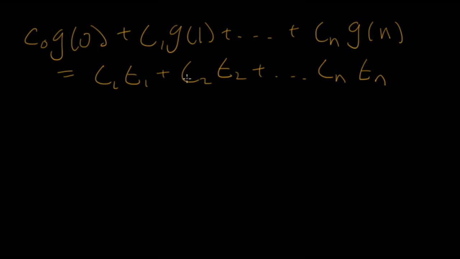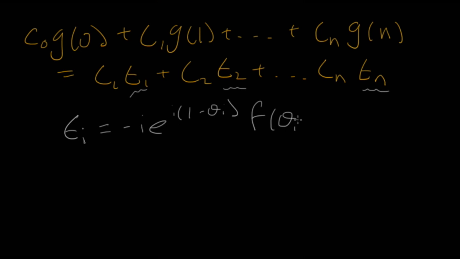So up to this point, we've been using epsilon as a placeholder just for simplicity, but now let's actually examine what epsilon is. If you remember, epsilon of i, we'll use i since we've already used k, equals negative i e to the i times 1 minus theta i f of theta i times i.